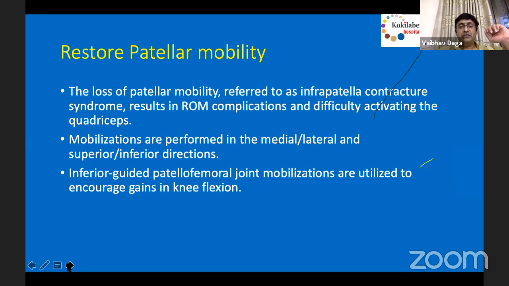Inferior guided patellofemoral joint mobilizations are utilized to encourage gains in knee flexion also. So if you give an inferior glide to the patella, it has been shown that the knee flexion range will improve accordingly.